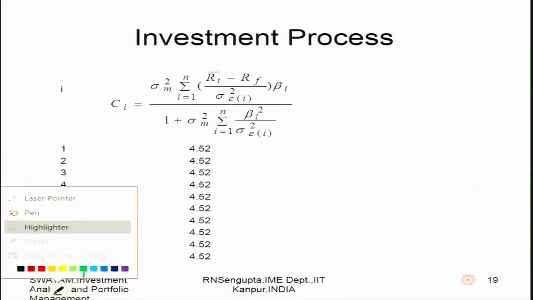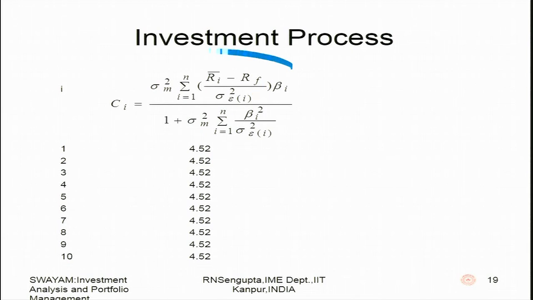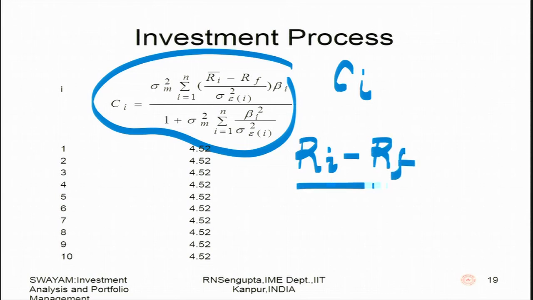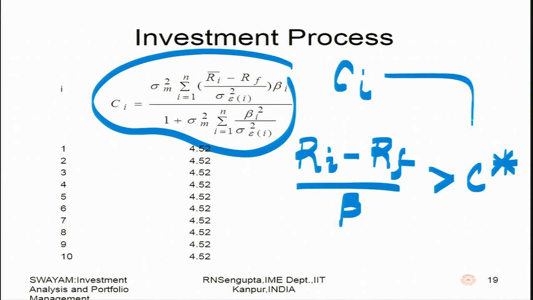Again, the CI values, or there is no such C star, they are CI. So, the CI value is basically 4.52 as it is for the case we have already considered. So, rather than finding out C star, I am finding out Ri minus Rf divided by beta. It is greater than C star, which is now given by the fact it is CI and all the CI values are given.